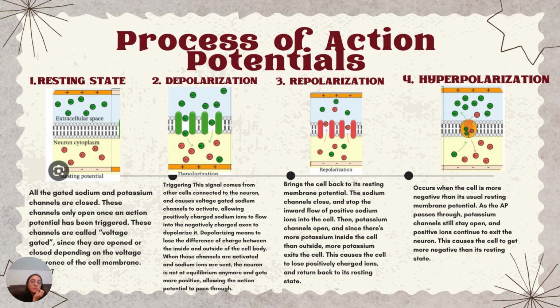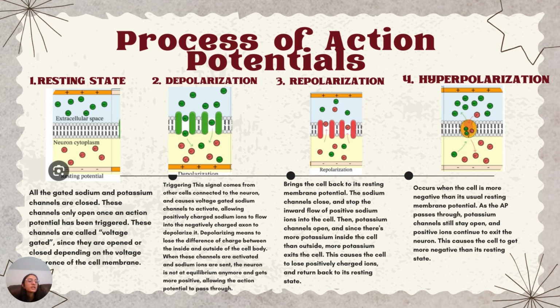Now we will discuss the process of action potentials. First is the resting state. During the resting state, which is before the action potential occurs, all the gated sodium and potassium channels are closed. These channels only open once an action potential has been triggered. These channels are called voltage gated, since they are open or closed depending on the voltage differences of the cell membrane.